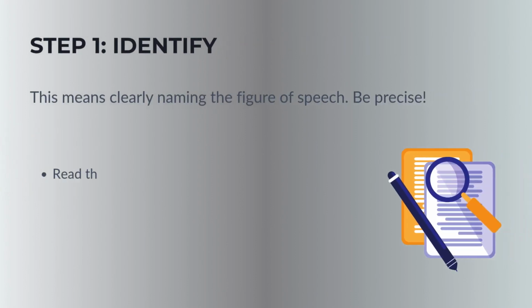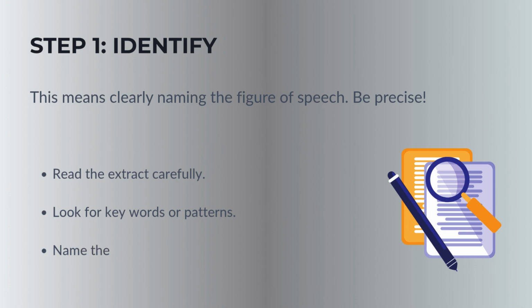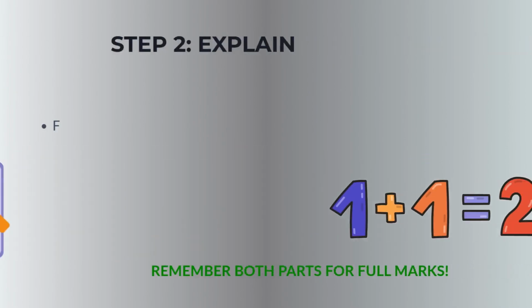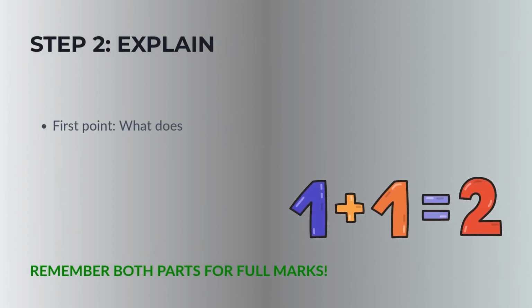Step number 1. For identification questions, read the line carefully. Determine which words are being used figuratively. Name the figure of speech precisely. For example, the figure of speech used is personification. Step number 2, for explanation questions, explain what the figure of speech means in this specific context. Explain the effect or relevance to the passage. Make connections to broader themes or character development.